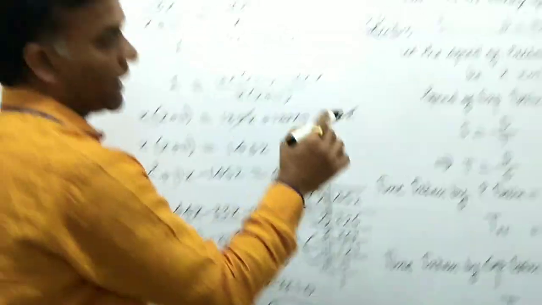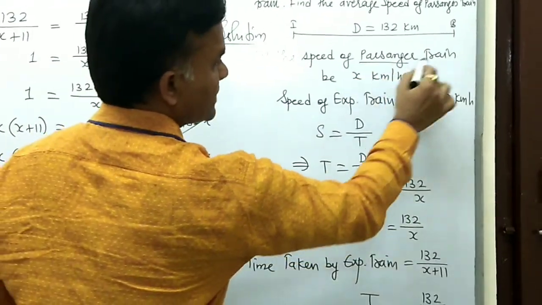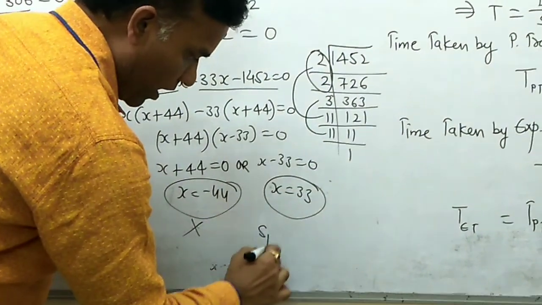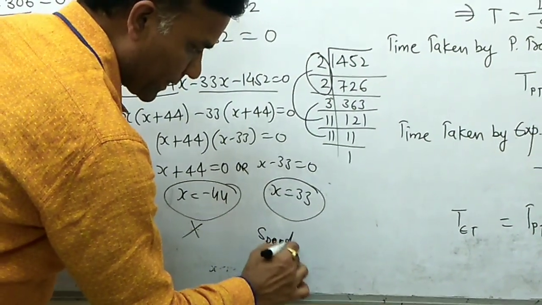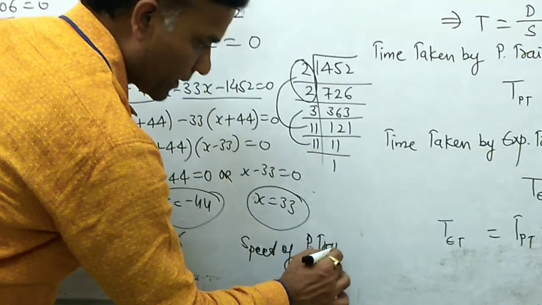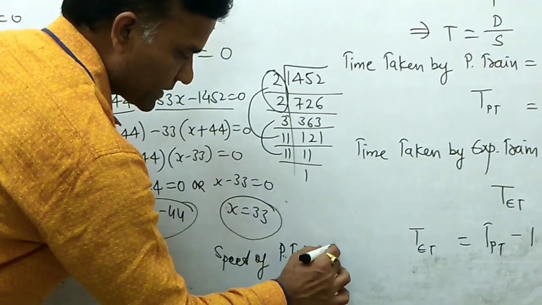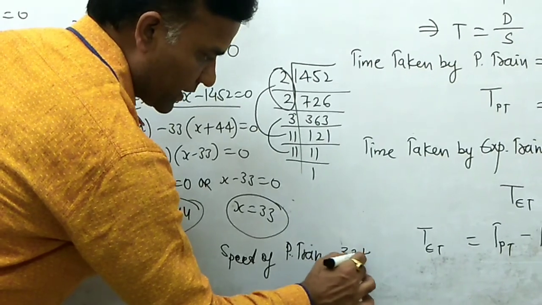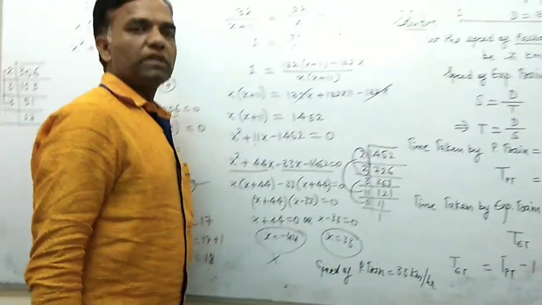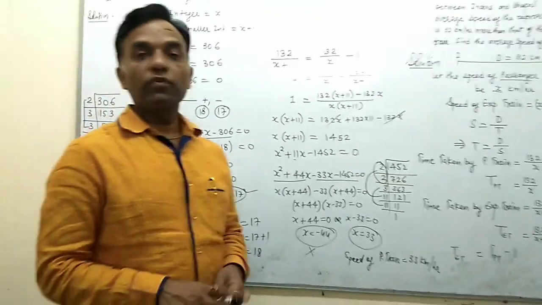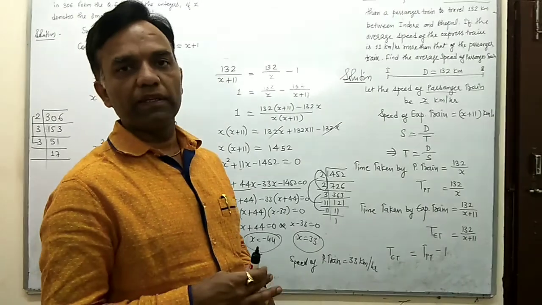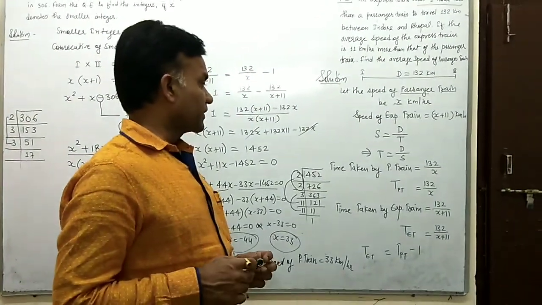It means that is the speed of the passenger train. We got it as x kilometers. So the speed of the passenger train is 33 kilometer per hour. Okay, so now the express train speed is 44 kilometer per hour, because the speed of the express train is more than the passenger train by 11 kilometer per hour.